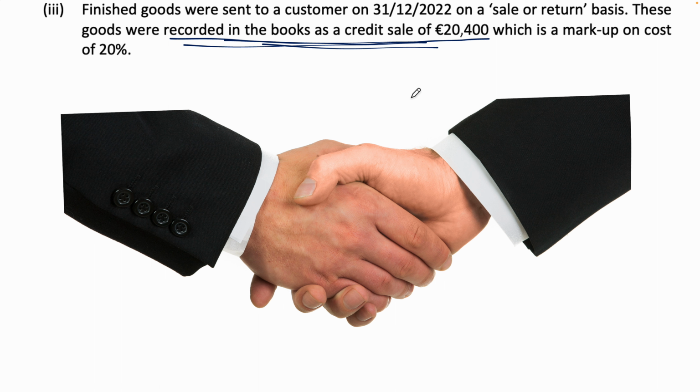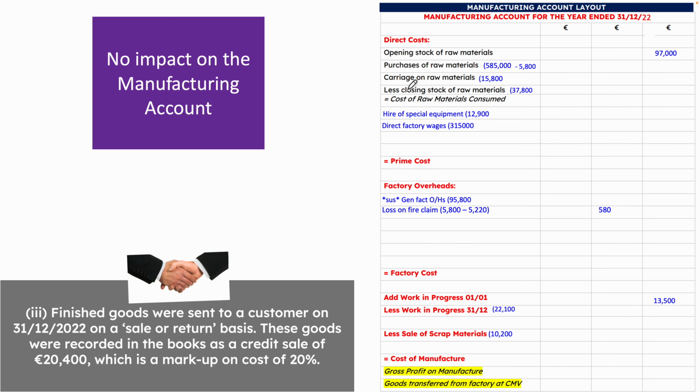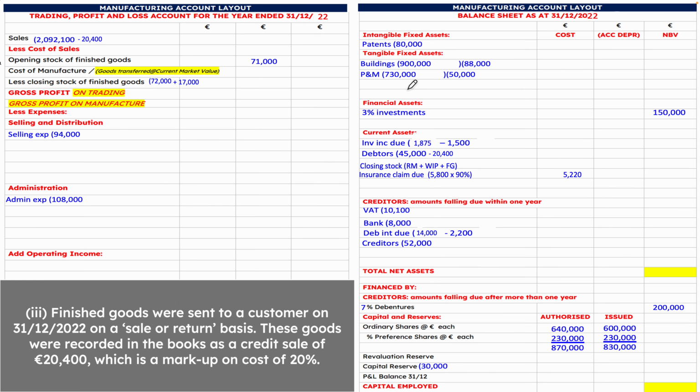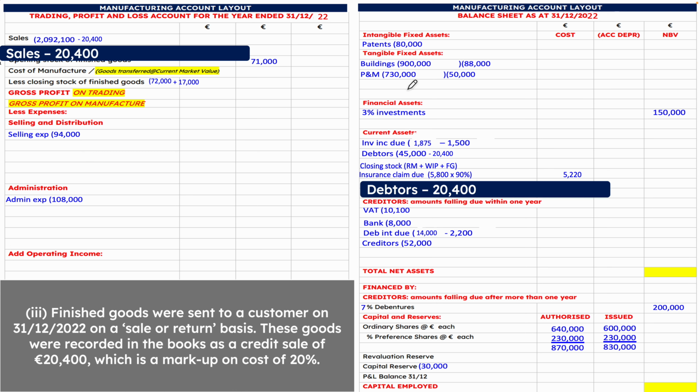So rewind the credit sale. What we're going to do is we will minus the 20,400 from sales and minus 20,400 from debtors, because the bookkeeper accidentally recorded it as a credit sale. So the bookkeeper accidentally added 20,400 to sales and added 20,400 to debtors. So we're unwinding that now, okay?